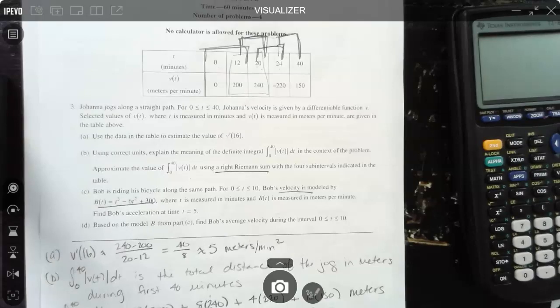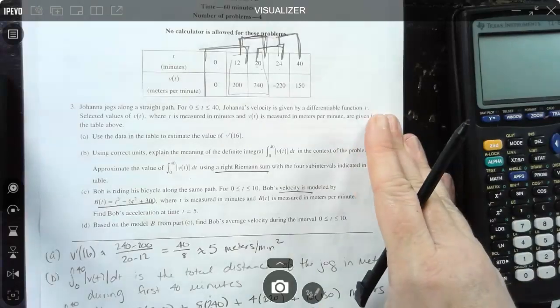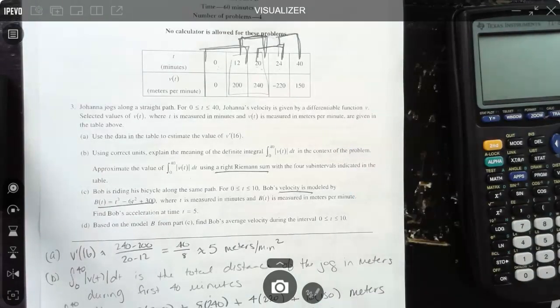Johanna jogs along a straight path. Velocity is given by a differentiable function v of t. t is measured in minutes, v is measured in meters per minute, and in the table above I have the data. Use the data to estimate v prime of 16. If they ask me to estimate a derivative from a table, I am just going to do a rate of change. And so that was 1 point. Yeah, 1 point there for the approximation of 5 meters per minute squared.